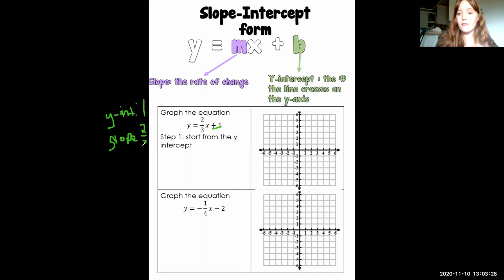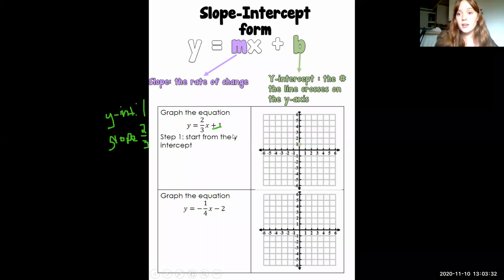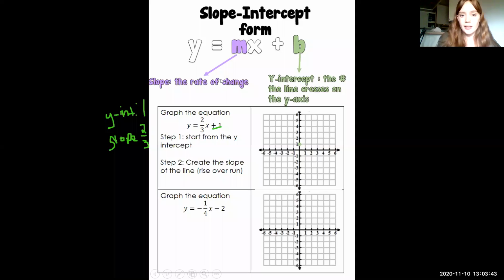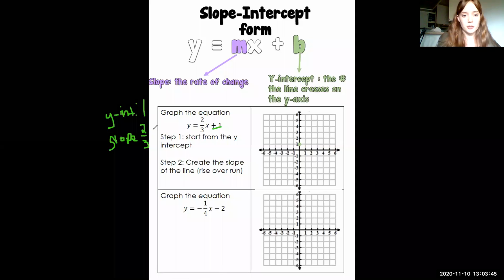I got that from the equation. So we are going to start at the 1 on our graph. And then the rest of it is similar to what we learned in the last unit. For our step 2, we're going to create the slope by doing our rise over our run. So we're going to rise 2 and then run 3.